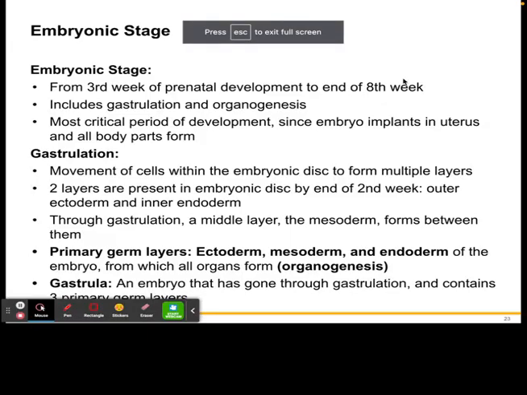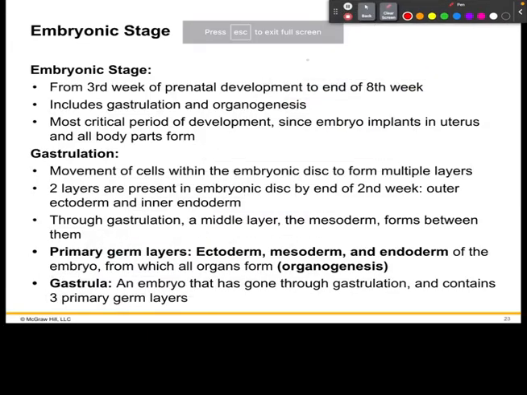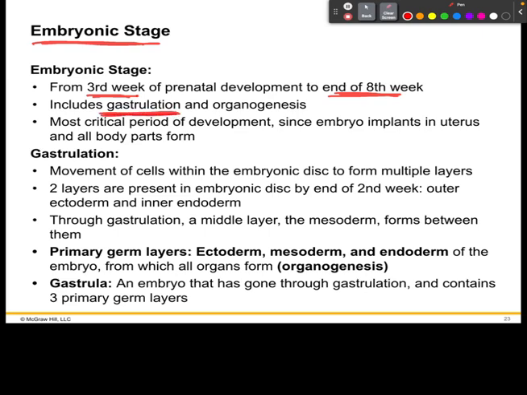Hey everyone, in this video we are going to discuss the embryonic stage. The embryonic stage is going to be from the 3rd week to around the end of the 8th week of pregnancy. This is going to include two major phases, gastrulation and organogenesis, which in the name, organ, genesis, creation. We're going to create the organs.